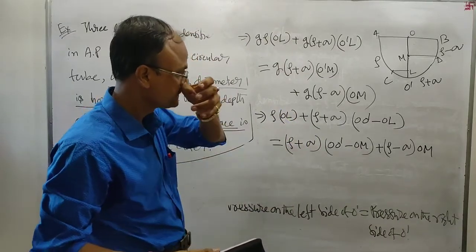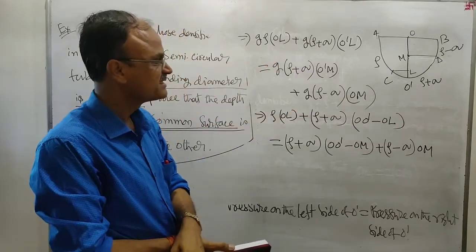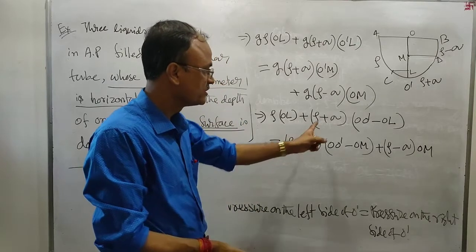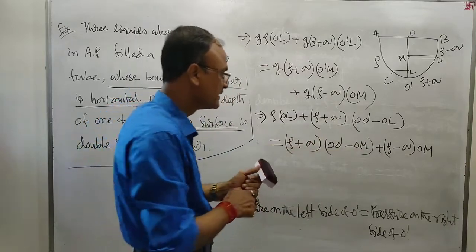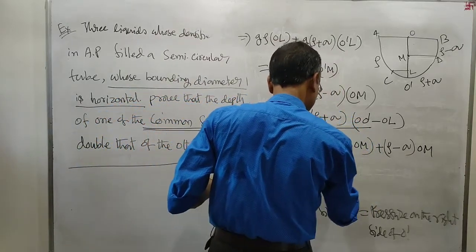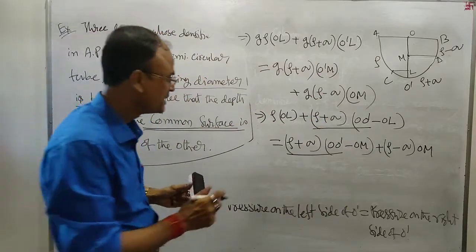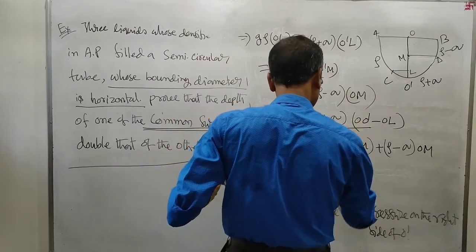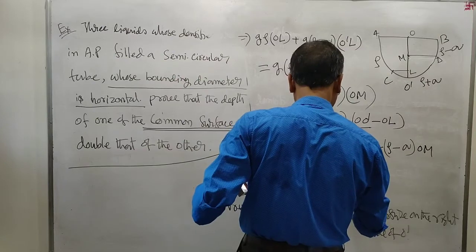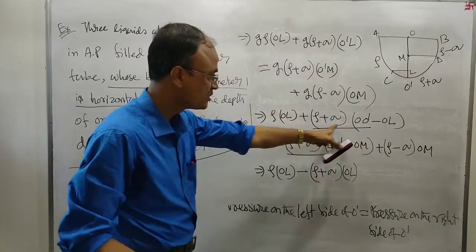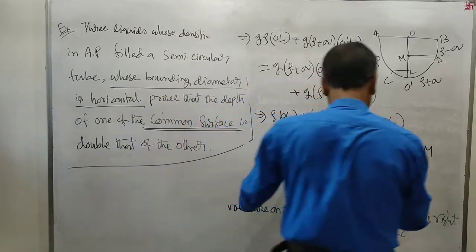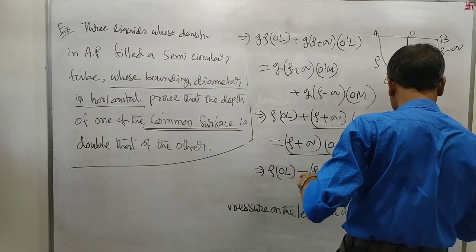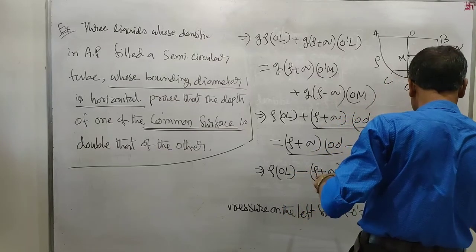Rho into OM, yes. What is O dash? It is the radius of the circle. Here you see rho plus sigma into O dash will be automatically cancelled. This means rho into OL minus rho plus sigma into OL, because these two terms will be cancelled, equal to minus rho plus sigma into OM plus rho minus sigma into OM.